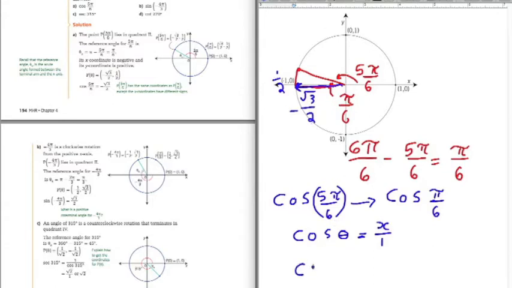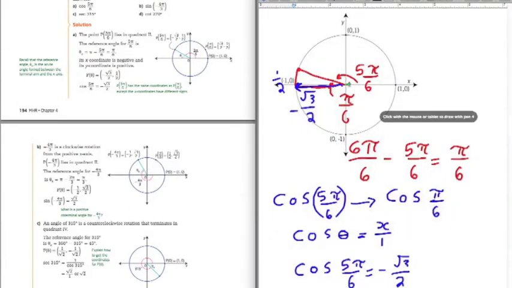And I've said that this is negative √3/2. So cos of 5 pi over 6 is equal to negative √3/2. And this is different than if I was to have done pi over 6. Right? If I did pi over 6, which would be this one here, this distance would have been √3/2. So cos of pi over 6 is positive √3/2. Cos of 5 pi over 6 is negative √3/2. So that's how we can tell the difference between them.